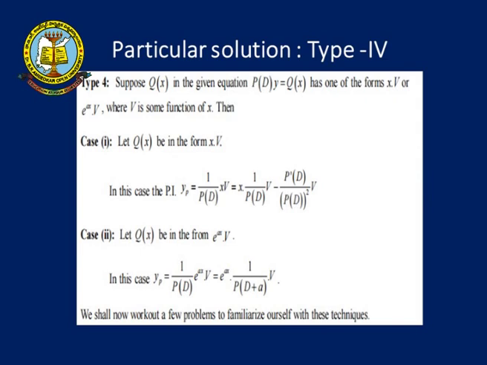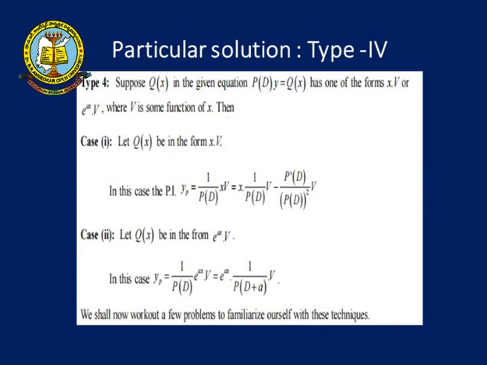Second case comes to e power ax into V, e power ax into V. Here e power ax means directly D equal to D plus a, I will substitute. Then whichever exponential term will be there I will use. So in the e to the power of ax into V case, we substitute D equal to D plus a in the exponential function, and the particular integral is completed.